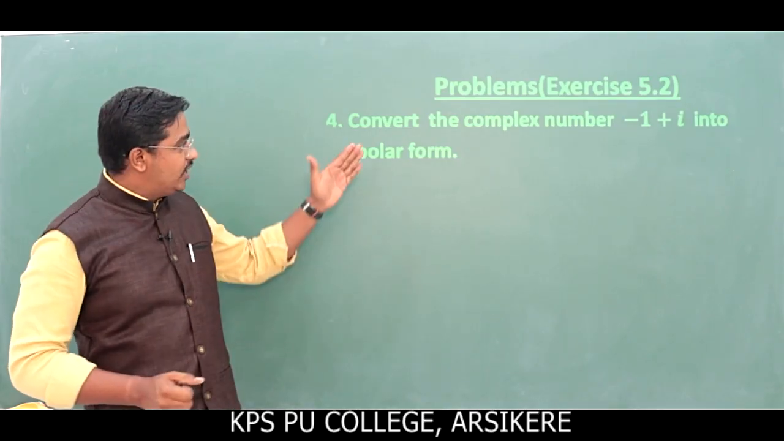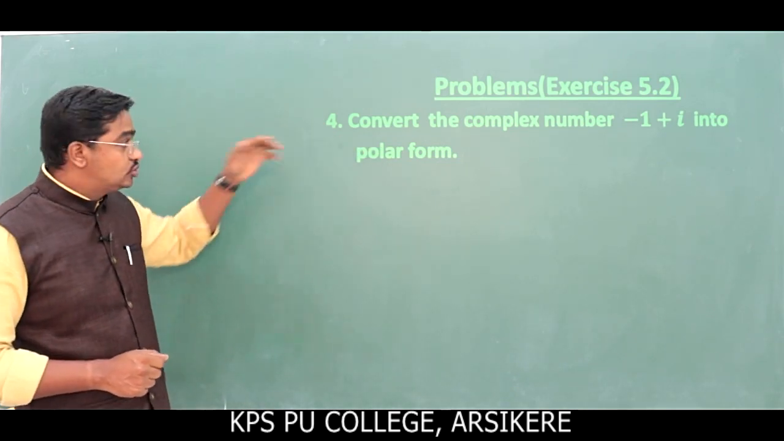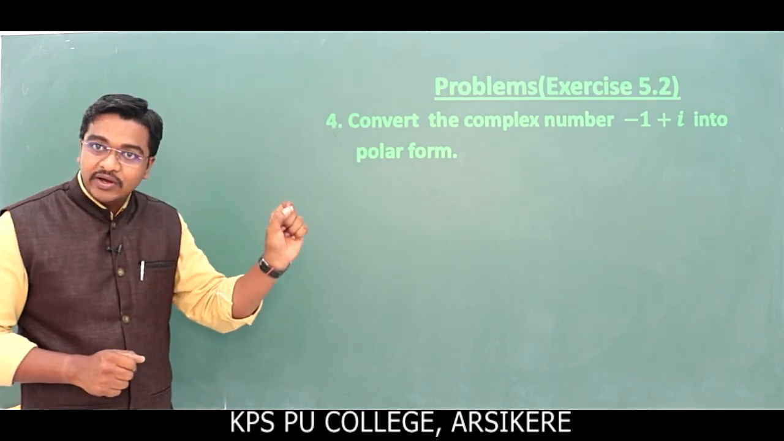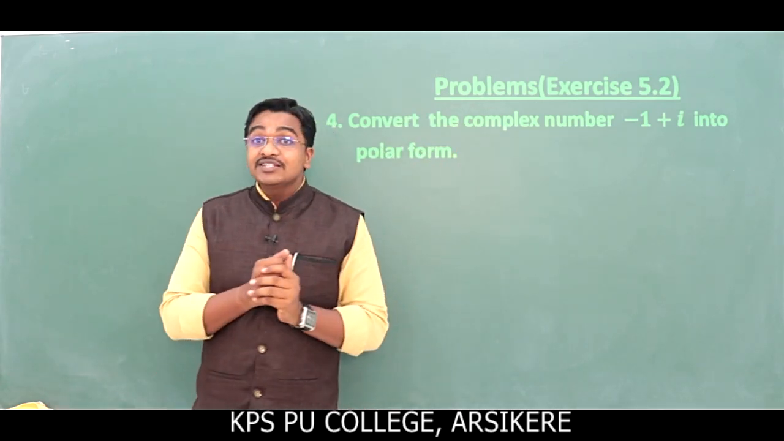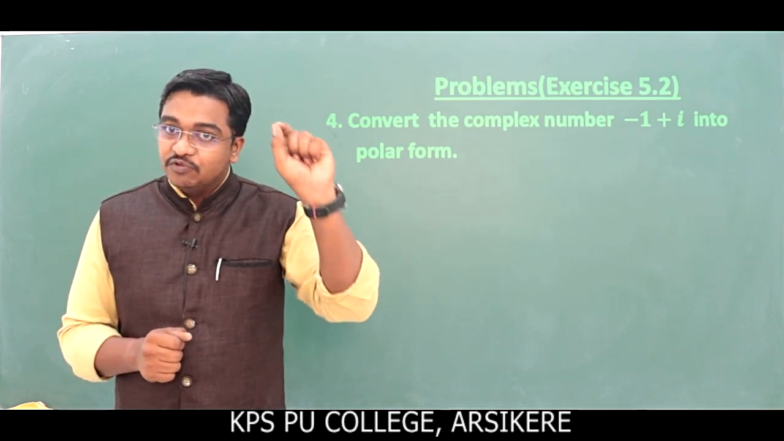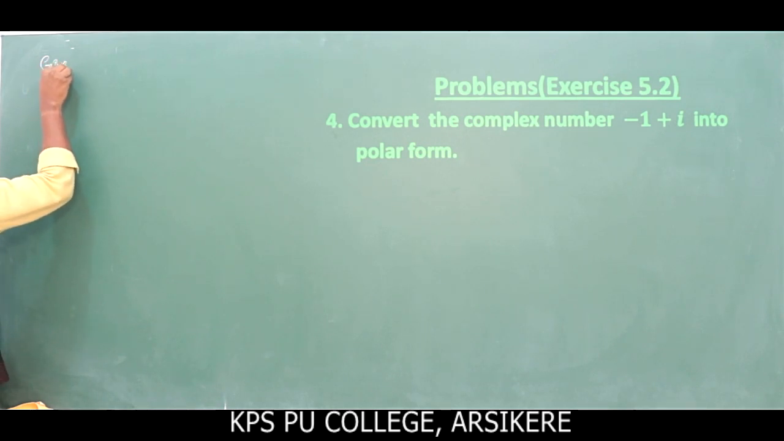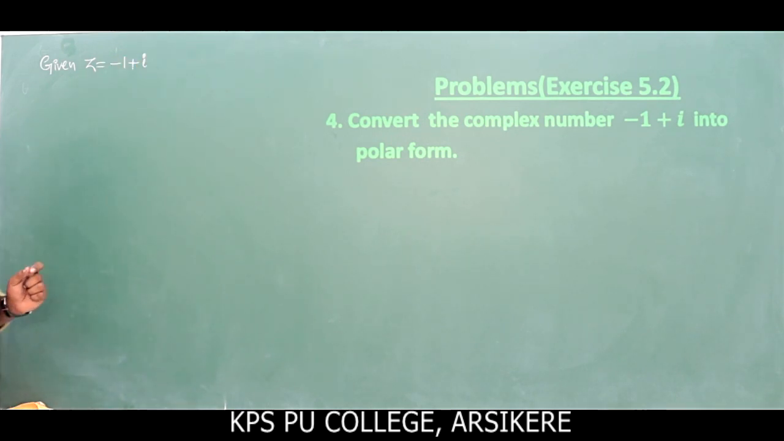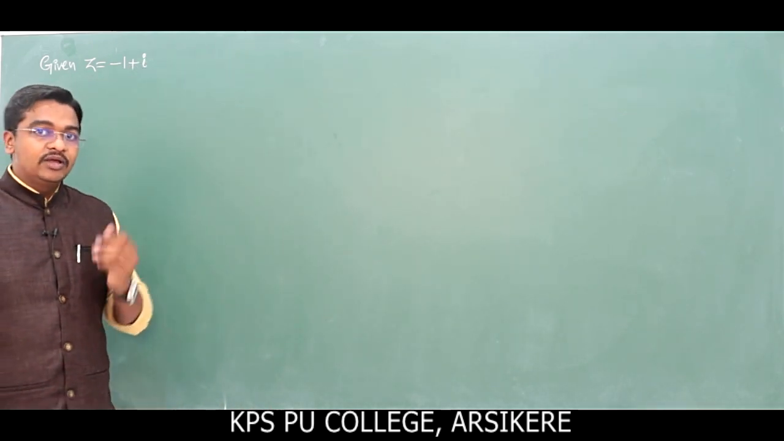Now dear students, we are moving to the next problem in exercise 5.2. So within that, this is question number 4. Convert the complex number minus 1 plus i into polar form. So what is given here? Minus 1 plus i, that is the given complex number. I will take that number as z. z is equal to minus 1 plus i. Then how to convert this number to polar form? We have a very simple method.